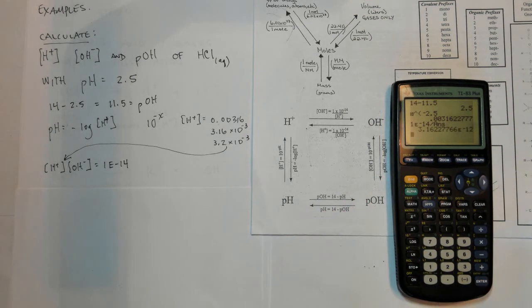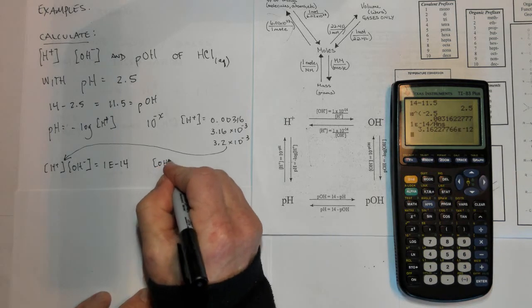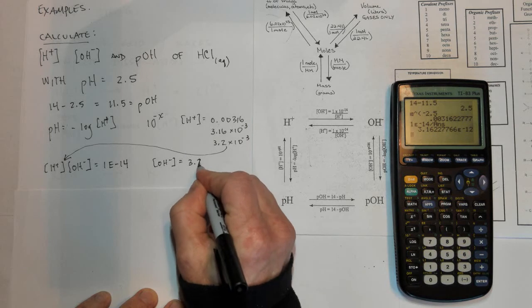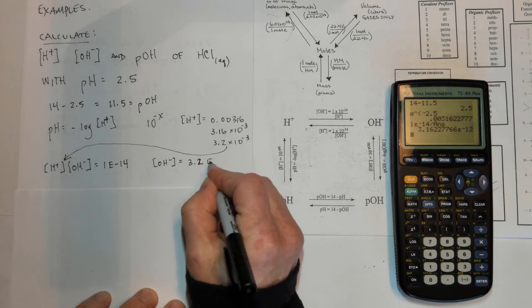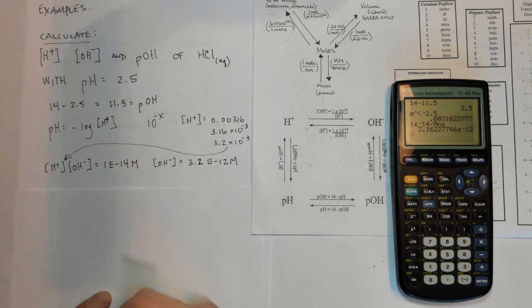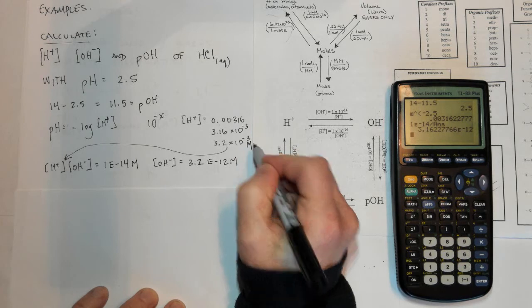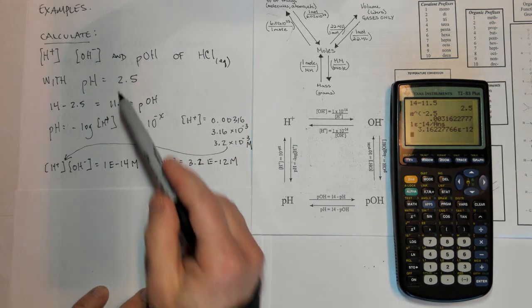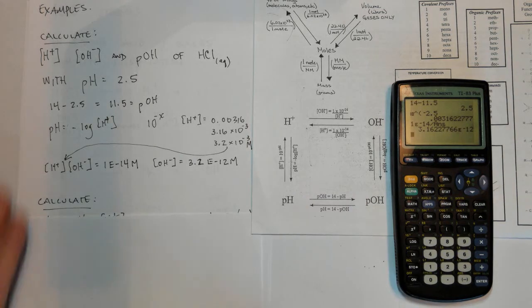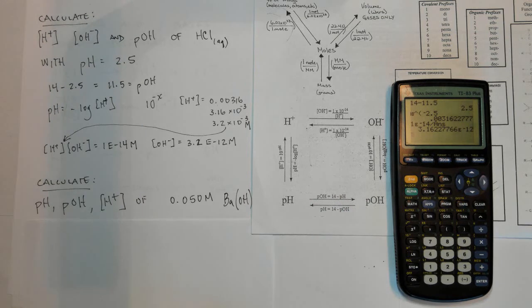And I will get the OH minus concentration to be 3.16, or let's round it to 2 sig figs, 3.2 times 10 to the negative 12th. These, of course, would have molarity after them because they're a concentration. pH or pOH don't have units because they're an exponent, because they're the logarithm, and so they don't have units on them.